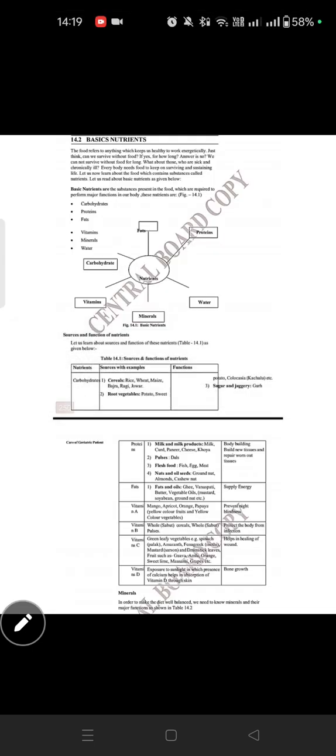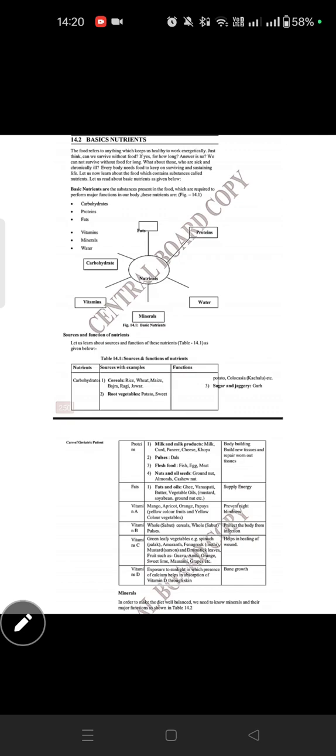So mainly we have basic nutrition: carbohydrates, proteins, fats, vitamins and minerals, and water. The carbohydrate content will be rice, wheat, ragi and so on. In root vegetables, potato and sweet potato and everything will be there. Then we have milk products, which have fat, pulses, dals, fresh meats, nuts and all. Oil items will contain more fat.